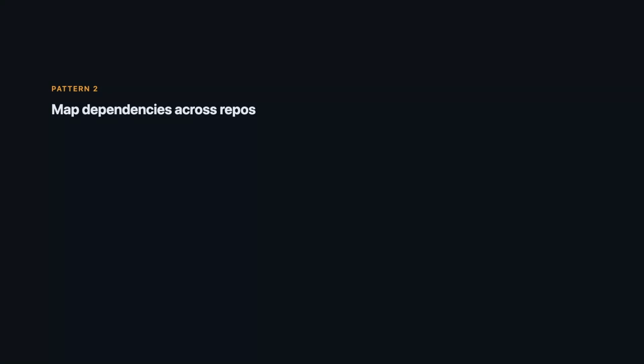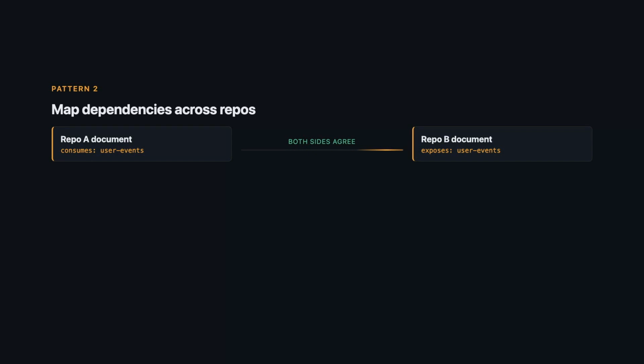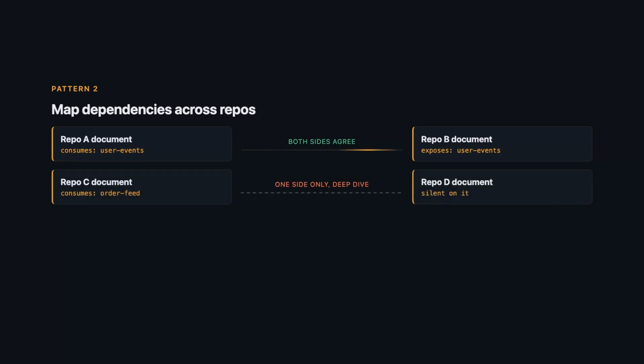Pattern 2. To understand how several repos relate, build the picture from the reverse engineering you already did, not by reanalyzing code. Match what one repo consumes against what another exposes. Repo A consumes a user events topic, repo B publishes it, and that is an edge, established without opening either codebase. A clean match across two documents is high confidence. An edge only one side mentions is low confidence, and that one earns a targeted deep dive into the source to promote it to certain.